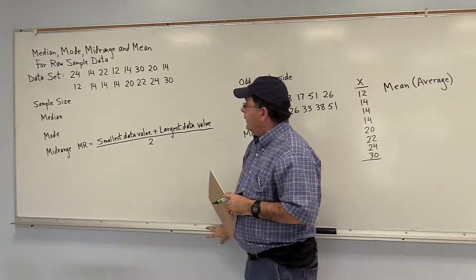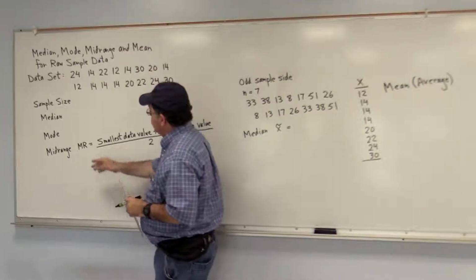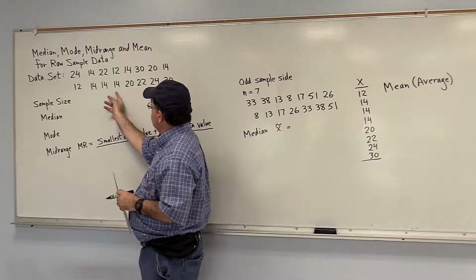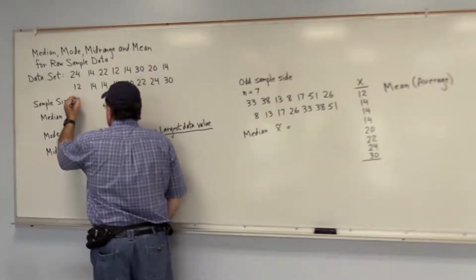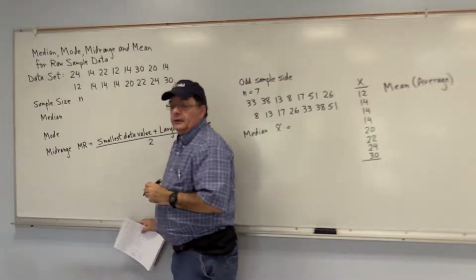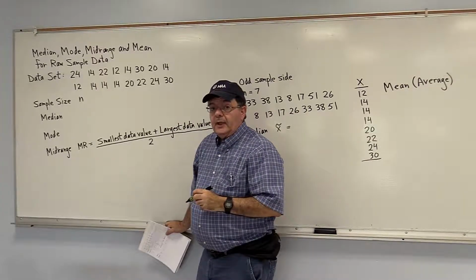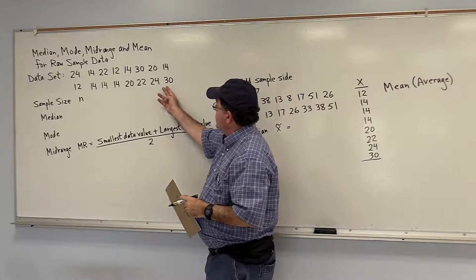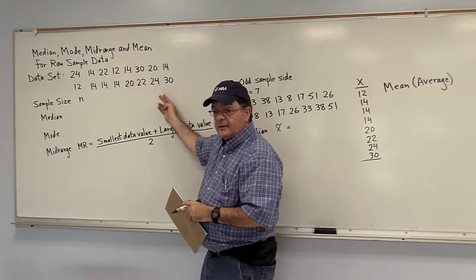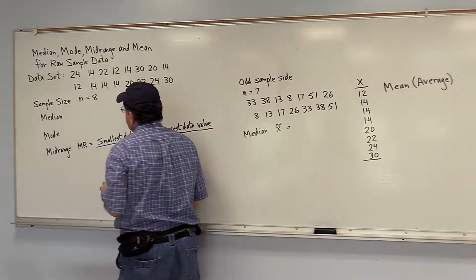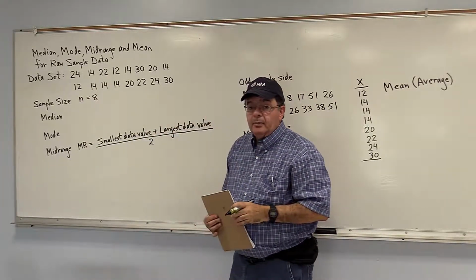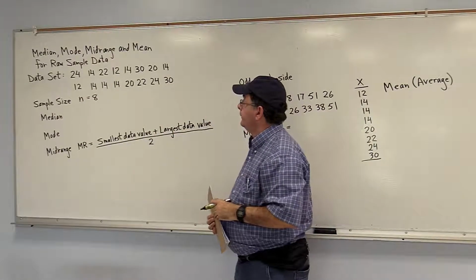Okay. Now, the sample size simply tells us how many numbers are in the list. And the sample size is always denoted by lowercase n in statistics. Now, if you count the number of pieces of data that we have in our list, our sample size here is equal to 8. And that will come into play later.